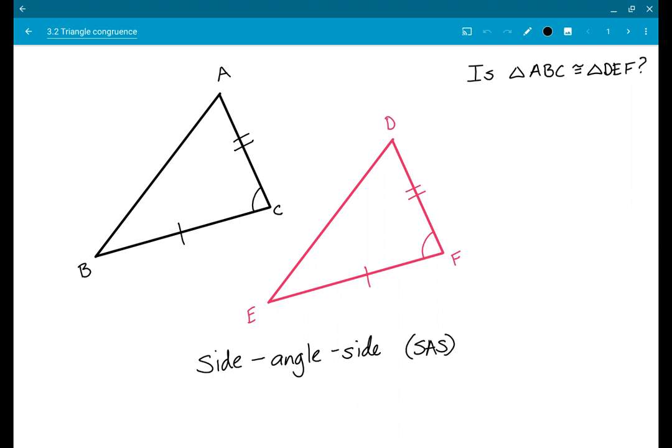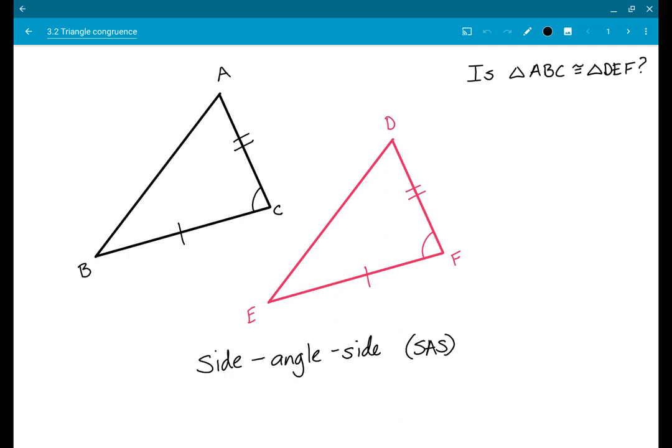You actually just need three pieces of information, as long as those three pieces of information are the correct pieces of information. Now, we're going to use a lot of acronyms today, such as this one down below. So if you see SAS, what it means is side, angle, side. And these have to be in order.